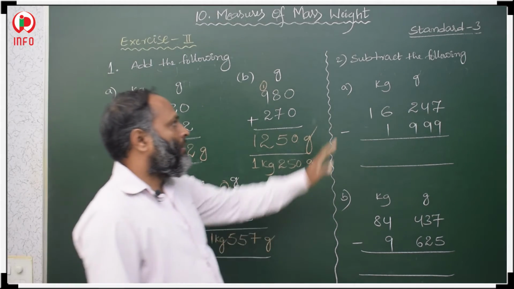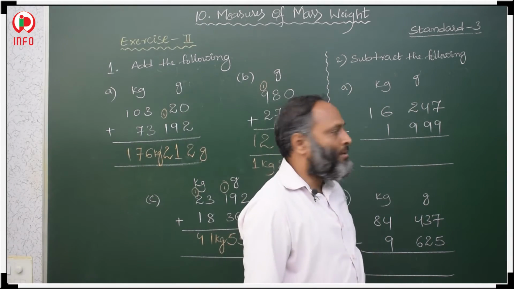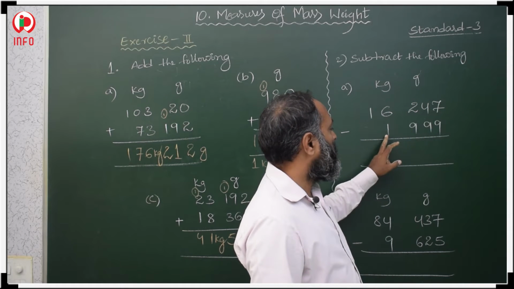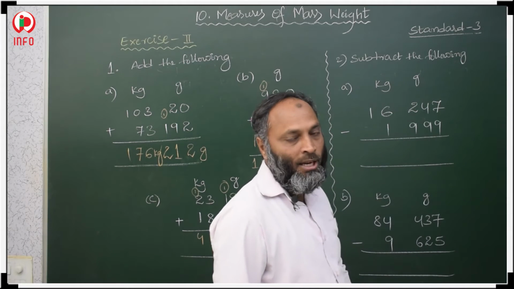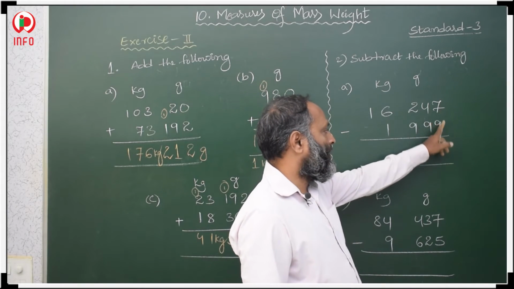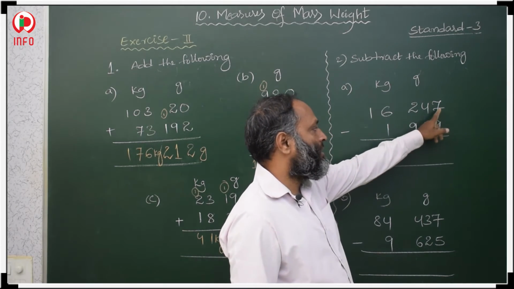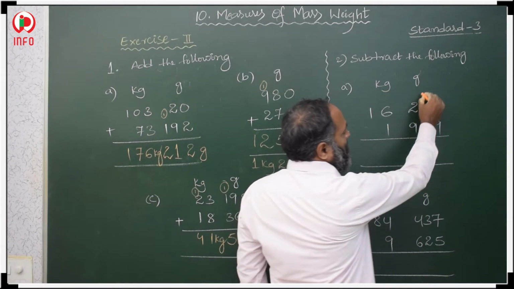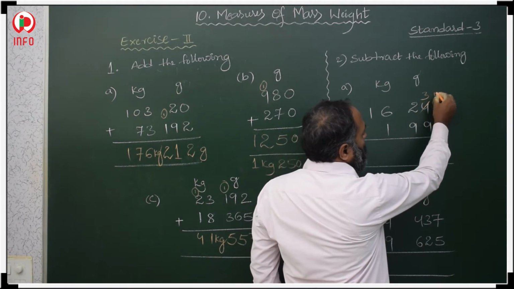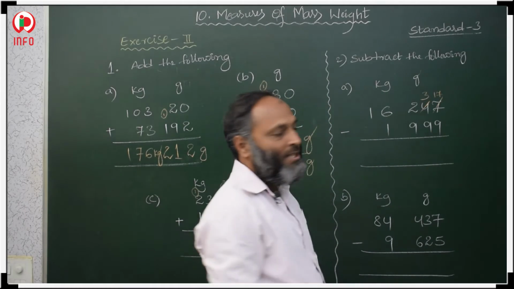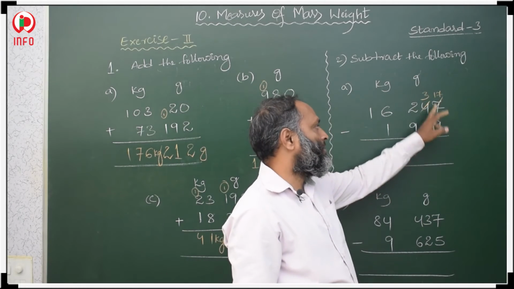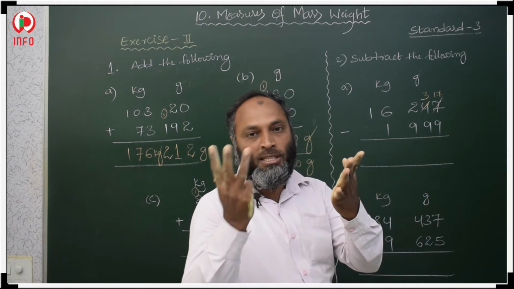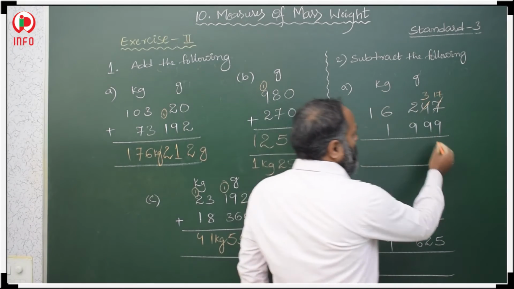Now the difference means subtraction. So subtract 16 kgs 247 grams and 1 kg 999 grams. Then how to subtract? 7 minus 9, extreme right digit, 7 minus 9. Smaller minus bigger, we cannot minus. Take 10 borrow from 4 tens. You will get 3 tens here, and here you will get 17. 10 plus 7, 17. 17 minus 9 means from 10 to 17 you have to count. 10, 11, 12, 13, 14, 15, 16, 17. It is 8. 17 minus 9 is 8.